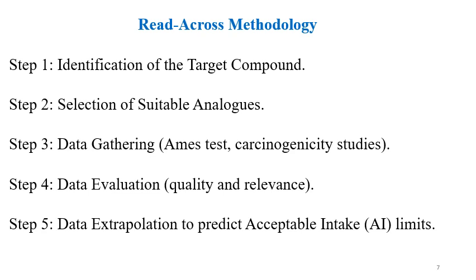Now coming to the methodology for a read across approach. Step 1 is to identify the target compound. Then step 2, selection of suitable analogs. Step 3, data gathering, like the Ames test, enhanced Ames test, and carcinogenicity study data. Data evaluation is the fourth step, which involves quality and relevance. Step 5 is data extrapolation to predict acceptable intake limits. So extrapolation will be done to derive the AI limit.